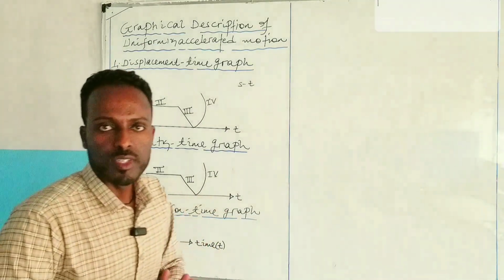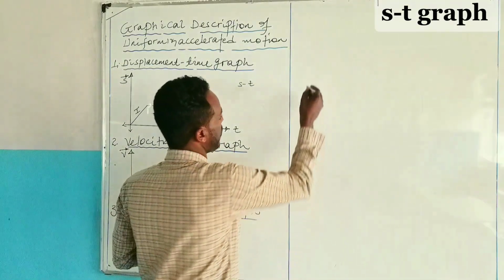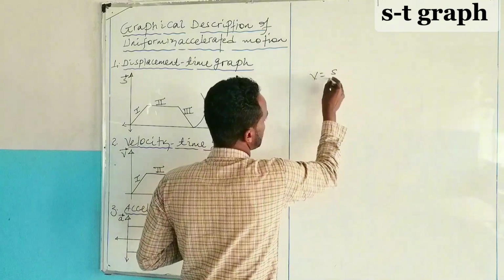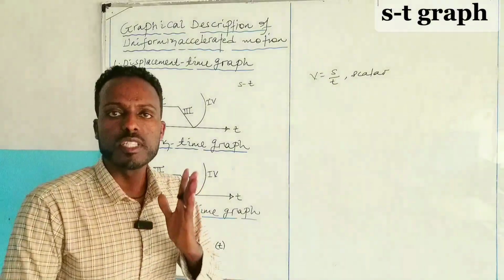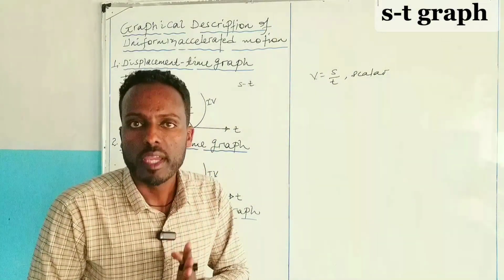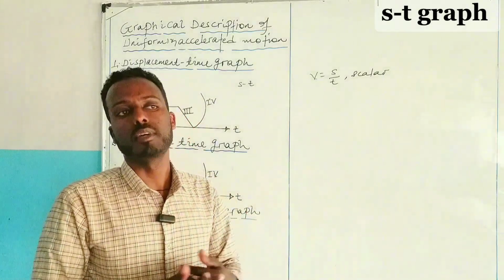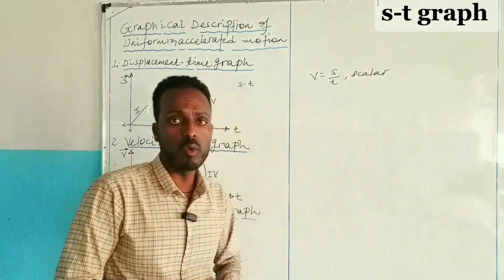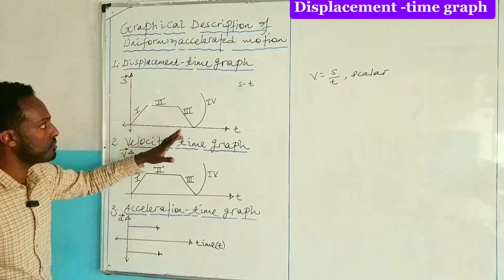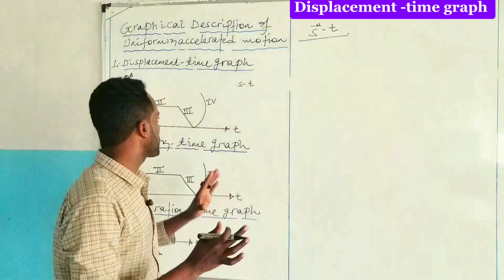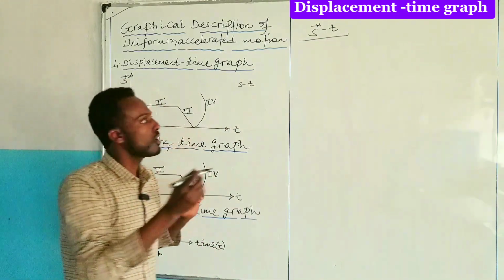Okay, in the case of distance time graph, the gradient or the slope of distance time graph is speed. So the speed v is the same as distance over time, which is a scalar, right? So the distance time graph always goes up and up. It never goes down. That's why there is no negative gradient or negative slope. But in the case of displacement time graph, negative gradient is possible here. That's why the slope or the gradient of displacement time graph is velocity.